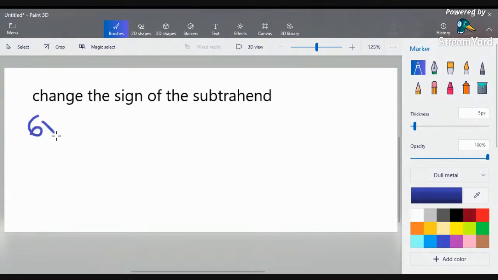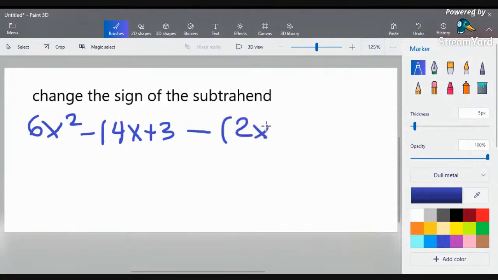6x squared minus 14x plus 3 minus the g of x, which is 2x squared plus 6x minus 2. So, ma-change kita sang sign sa aton nga subtrahend. So, from positive 2, it becomes negative 2. From positive 6, it becomes negative 6. And from negative 2, that becomes positive 2.